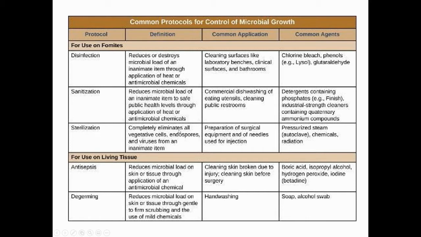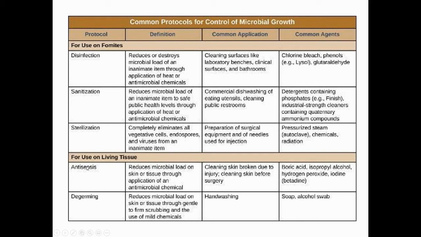Sterilization is when we want to completely eliminate vegetative cells, endospores, and viruses from inanimate objects. For example, if we're preparing items for surgery, then we are going to use high pressure, high temperature autoclaves, or some types of chemicals, just a few, and then radiation. Those are all for use on fomites, on inanimate objects, surfaces, not on human tissue or inside of humans.